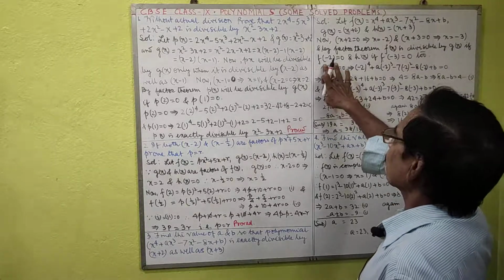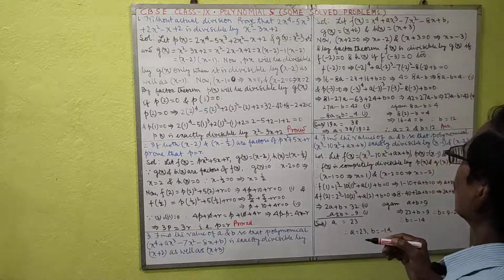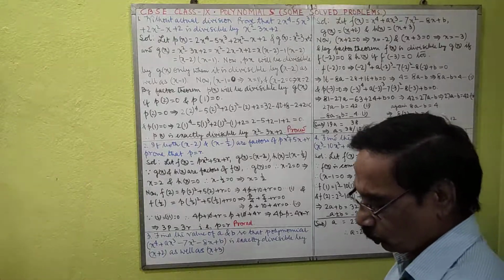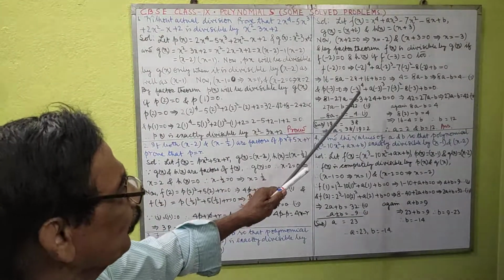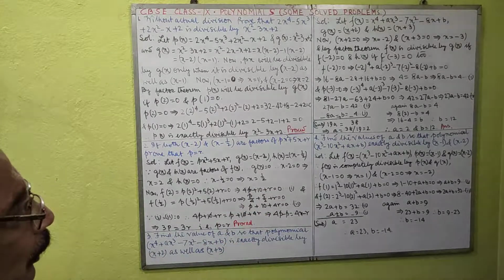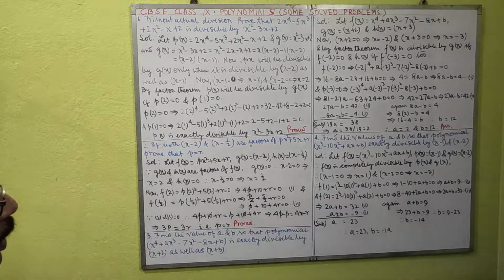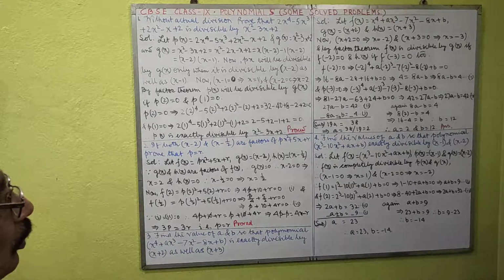Therefore f(−2) = 0, that is (−2)⁴ + a(−2)³ − 7(−2)² − 8(−2) + b = 0. By solving this, we get 8a − b = 0.